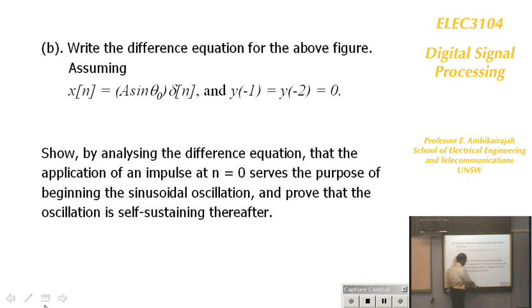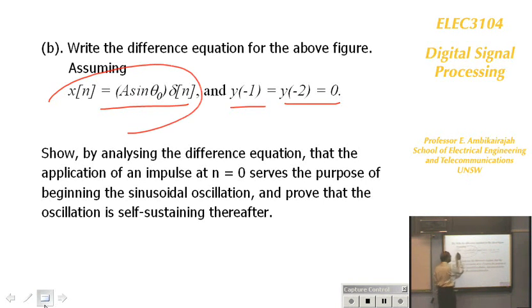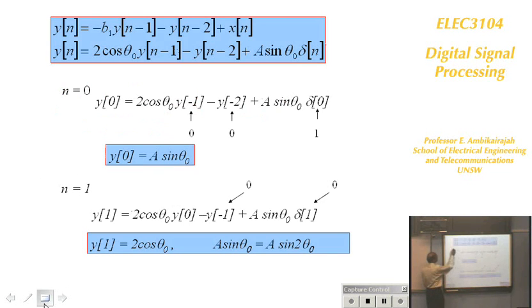Here is the second part. It says your input is this, and the output initial conditions are 0. If that's the case, as soon as you give this input, the system oscillates continuously. It's self-sustaining. You have to show that. How do you do that? You go back to your equation. This is our equation for an oscillator, and I have an input now. The input is given by that.